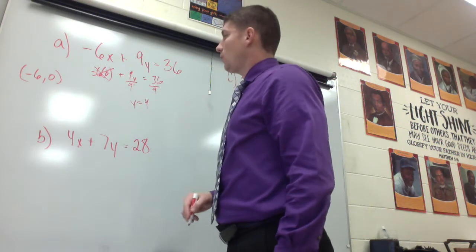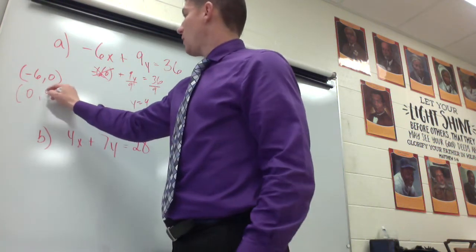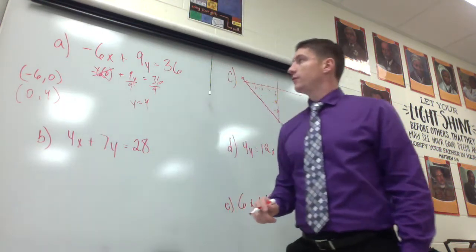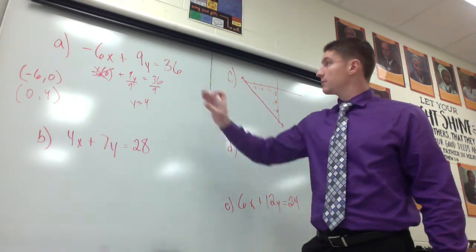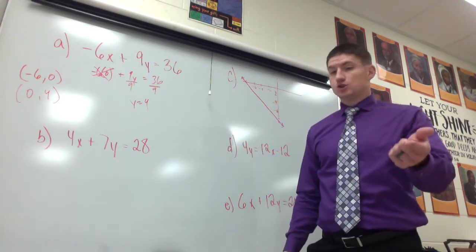Y equals 4. If it's written in an ordered pair form, the x is written as a 0 and the y is written as the value that we solved for. Okay? To find an x or y intercept from an equation, you plug in a 0 for the opposite value that you're trying to solve for.